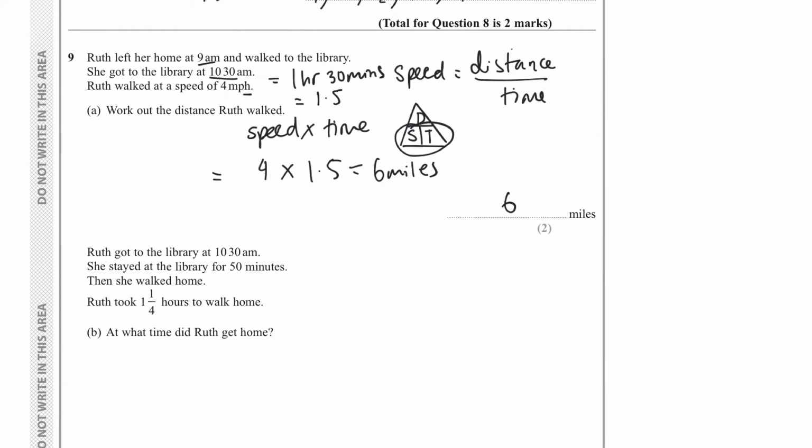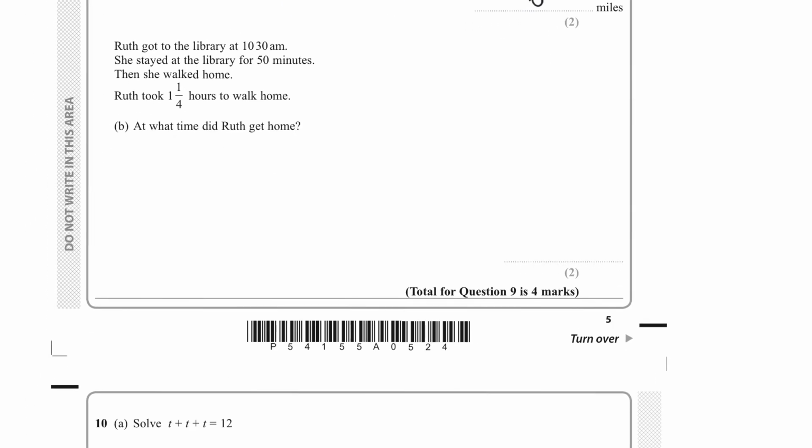Then it now says that Ruth got to the library at 10:30. She stayed at the library for 50 minutes. Then she walked home. So Ruth took 1 hour and a quarter to walk home. What time did she get home? So when she gets to the library at 10:30, she actually spends 50 minutes there. So we need to add that 50 minutes on.